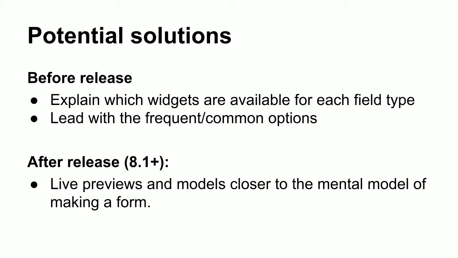Some potential solutions for all those problems related to the field UI is to actually explain which widgets are available for each type of field. So if you choose text long, it tells you the kind of widgets you're going to expect. That bridges the gap between the widgets and the data types to bridge that understanding. Also changing the order, so we lead with the more useful and commonly used ones, seems like an easy fix as well. But after release, when we have more time and can reinvent the design a little more, we want to add live preview, so when people go through the settings, they can see the widget that's being made.